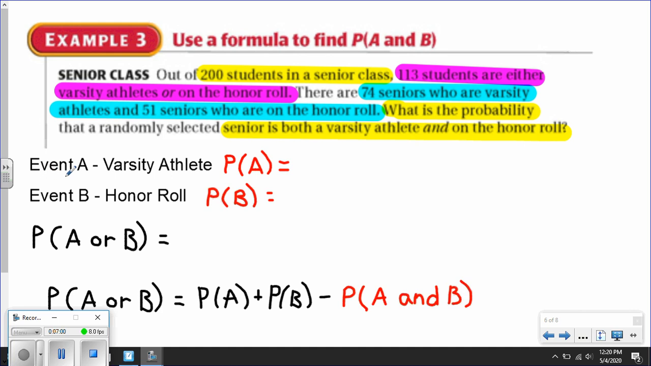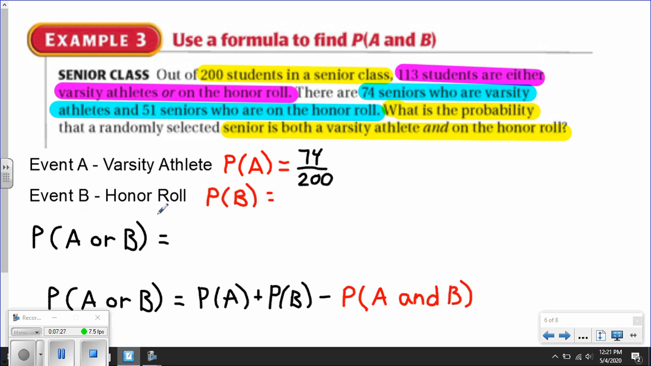So we're first going to look at event A, and I labeled that as varsity athlete. So what is the probability that a student is a varsity athlete? Well, it actually tells us here 74 students who are varsity athletes, so that means 74 out of the total of 200 students. So that's the probability of event A.